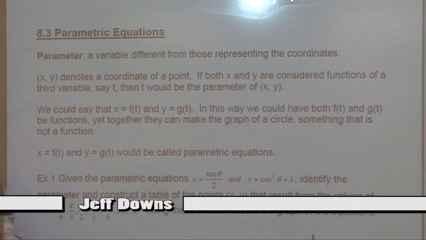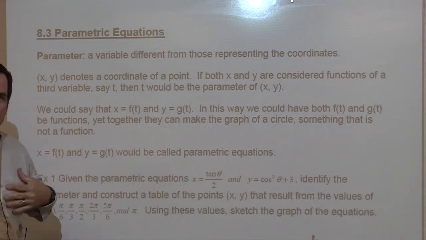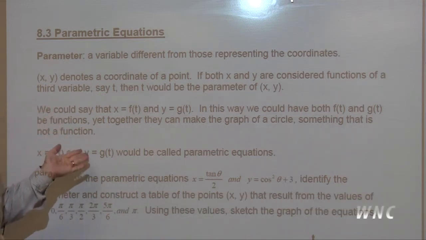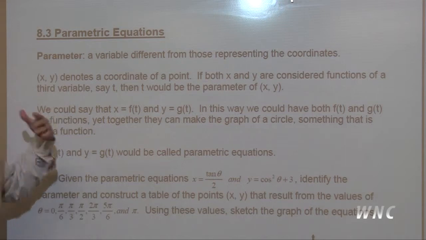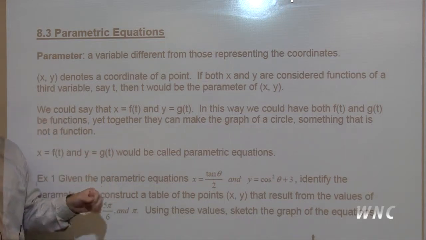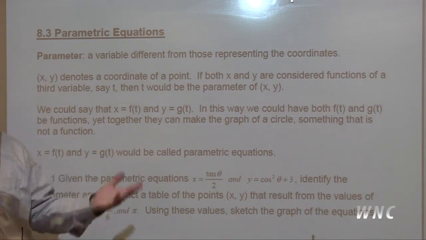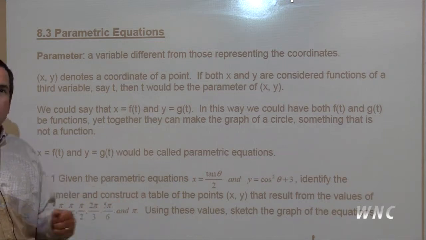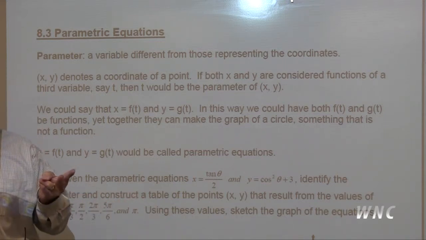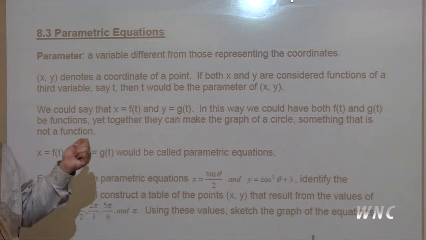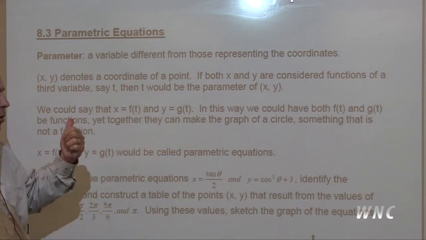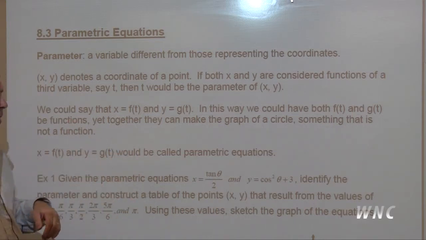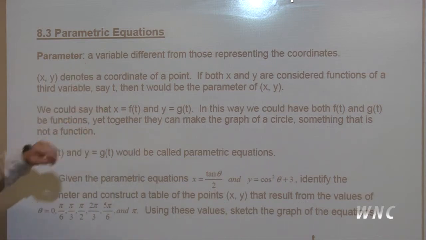Hi, and welcome to 8.3 Parametric Equations. Now, this section used to be the type of thing that, as a student, I was a little nervous about. I mean, the whole parametric equation thing sounds kind of frightening, but it's really not. What we're going to do is have another variable, t or theta or something else, and we end up with two functions. X is a function of t or theta, and y is a function of the same variable. So we end up with two functions here. So let's go through this.